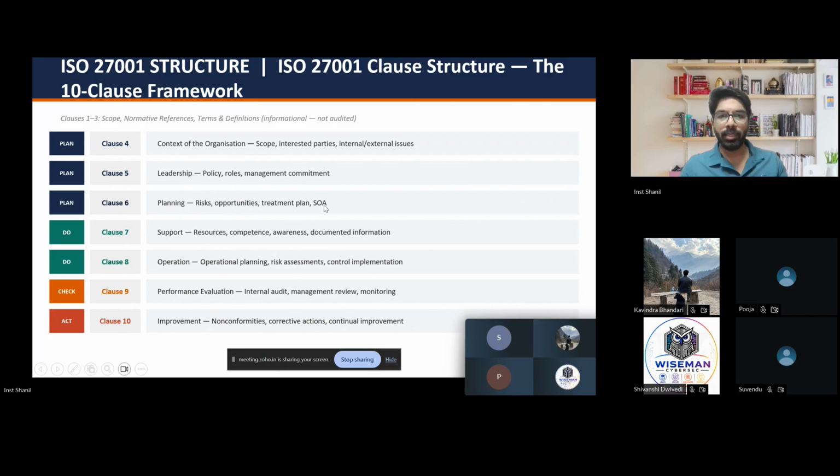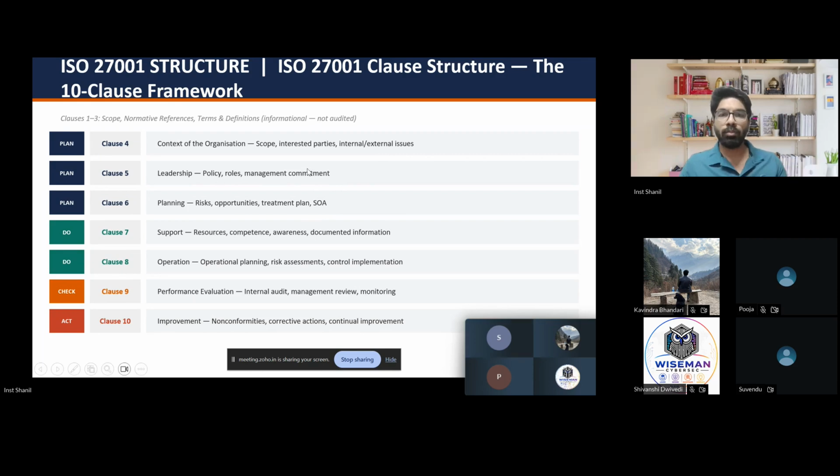Now, what is SOA? SOA is the statement of applicability, which has all the Annexure A controls. So the 93 controls which we are talking about, that all falls under statement of applicability. We prepare an Excel file, we monitor each and every control through the SOA.